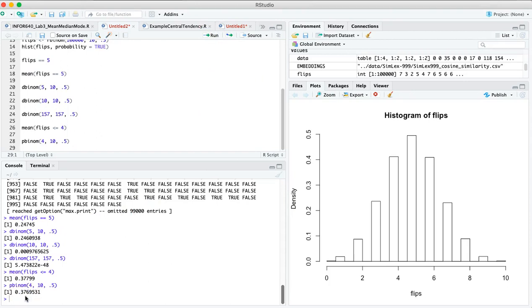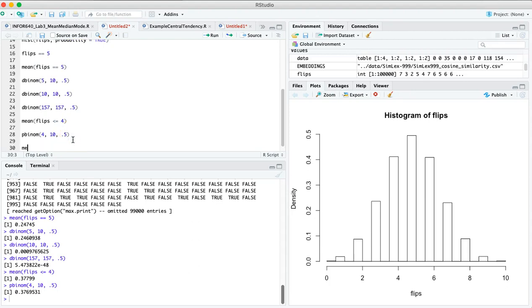And what we come up with is our calculated probability of getting 4 or fewer heads out of our 100,000 flips. All right. So the last thing that we want to look at in this section is what is our expected value? So if we have our 100,000 coins that are flipped 10 times each, what's the average of those flips? And as you might expect, it is just the mean of flips.